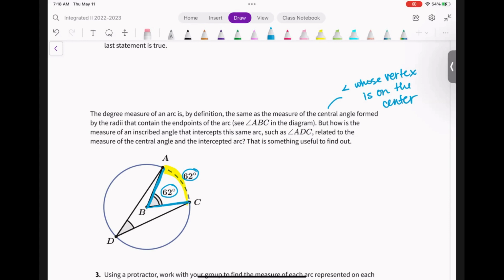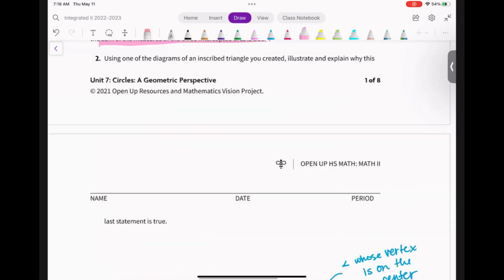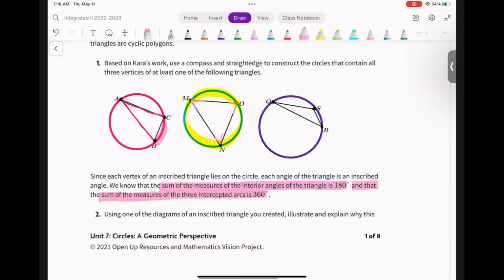So the question is, how is the measure of an inscribed angle, this back angle here, related to that same intercepted arc? How is the inscribed angle, angle ADC, related to that arc? Do you think it's going to be the same? Do you think it's going to be different? You can think about it based on your understanding here.